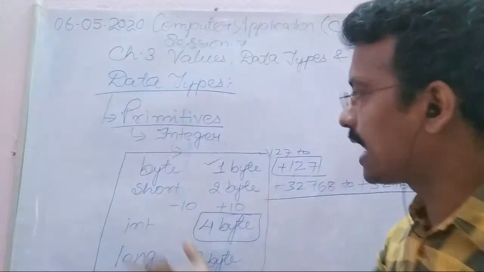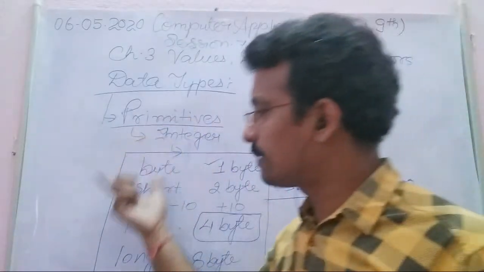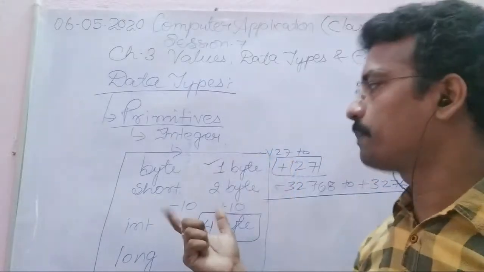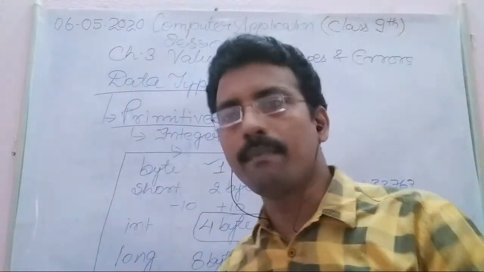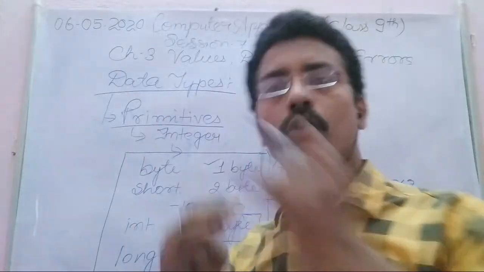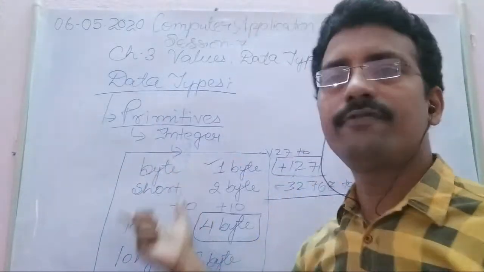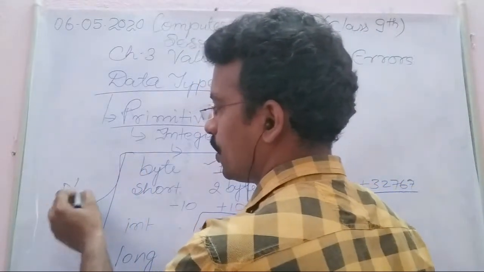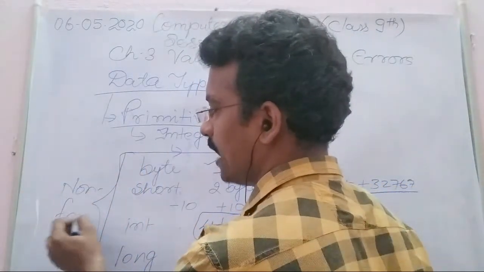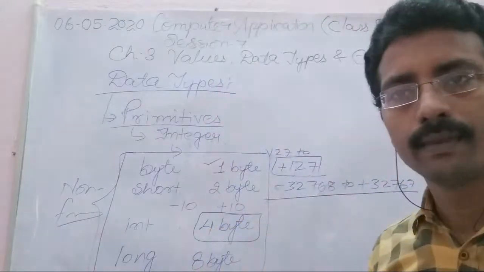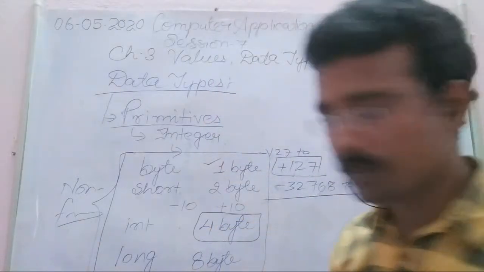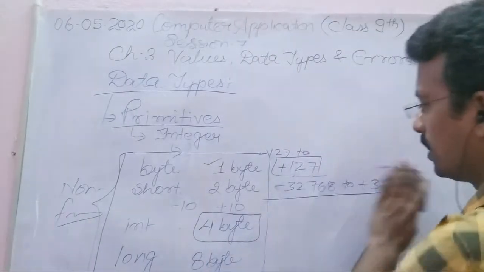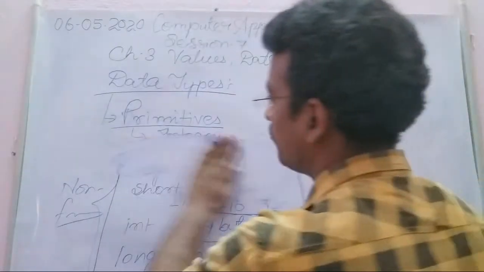So this way we can come to know the integer primitive data types, which are used in programming for storing and using non-fractional values. They all work on non-fractional values. Clear? So this way we can use integer primitive types. Now we are moving to the next topic.